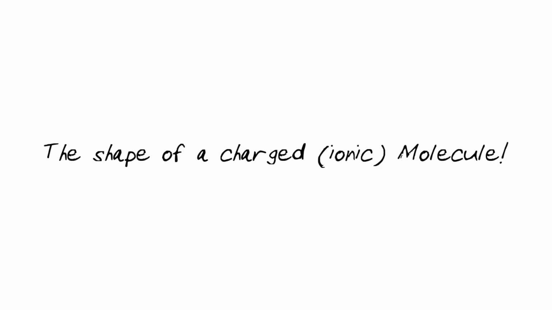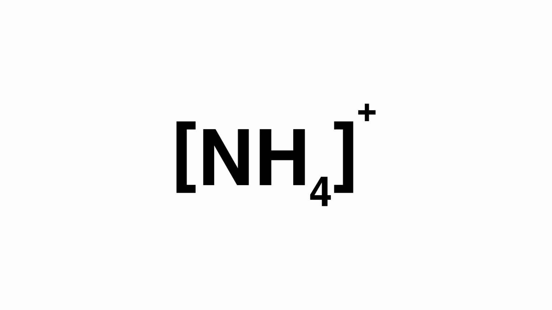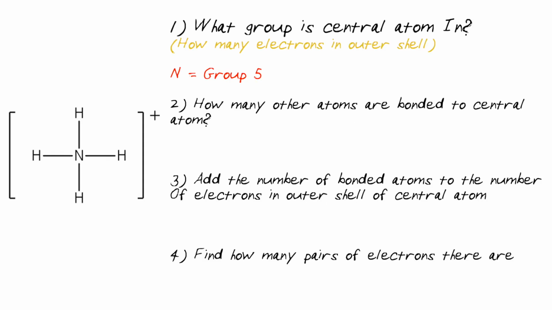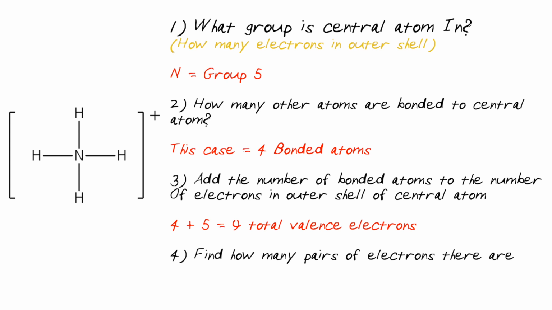Something that needs to be added but didn't really fit into the flow of the video is this. What happens if you're trying to find the shape of an ion? Let's take the ammonium ion. We know nitrogen is in group 5, so then we add 5 to the 4 hydrogen atoms that are bonded. That leaves us with 9 electrons. 9 doesn't divide by 2. You can't have 4.5 bonding pairs.